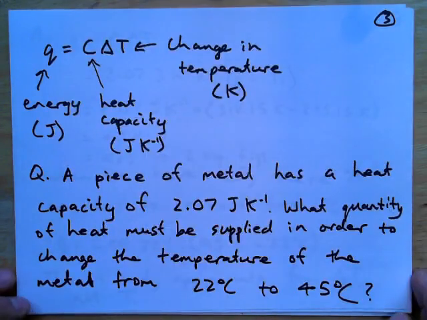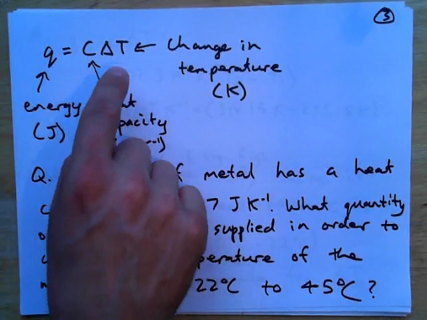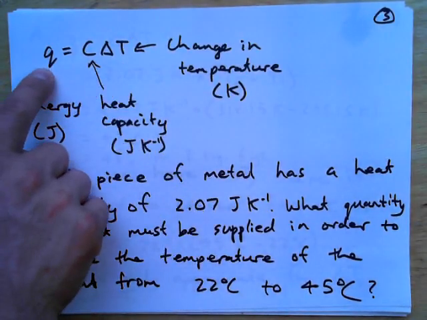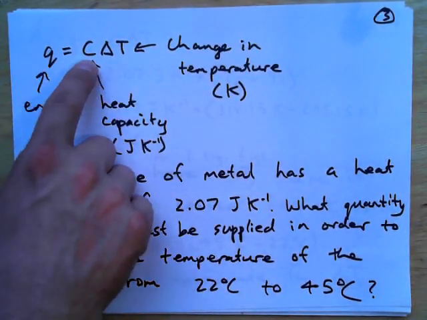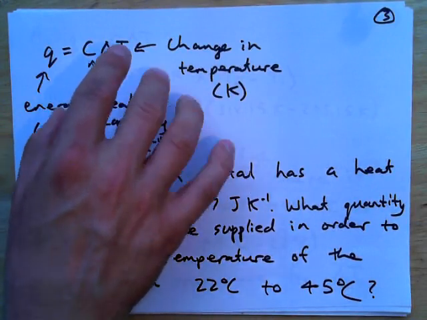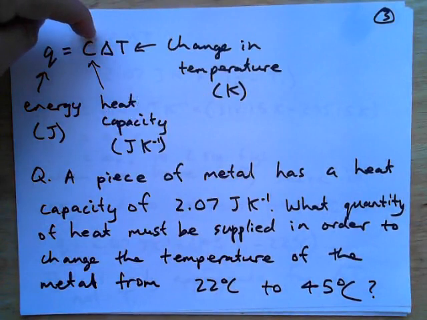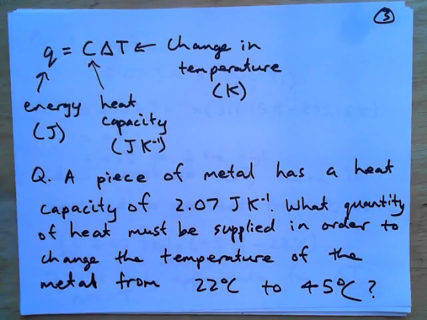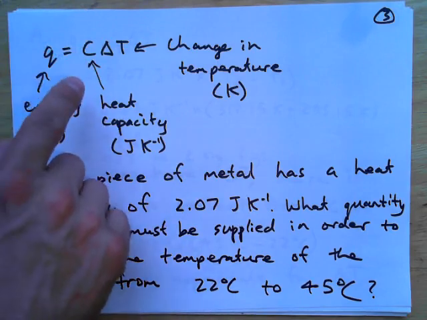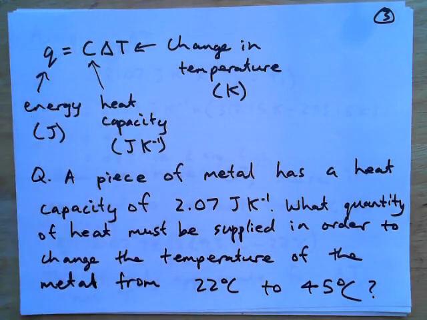This equation here, Q equals C delta T, refers to the energy. C is the heat capacity, and delta T is the change in temperature. So a substance that has a large heat capacity means that you would have to supply a lot of energy in order to increase that delta T. So let's have a look at an example.